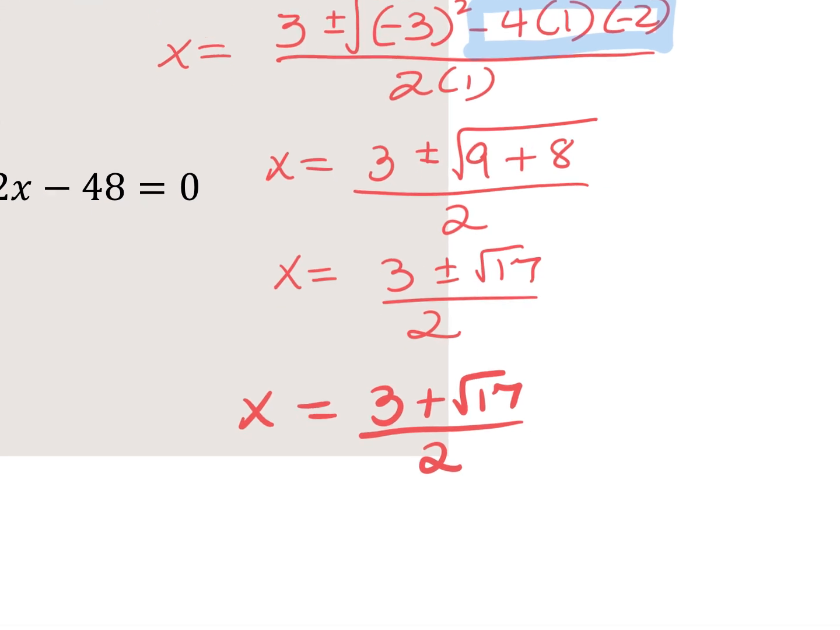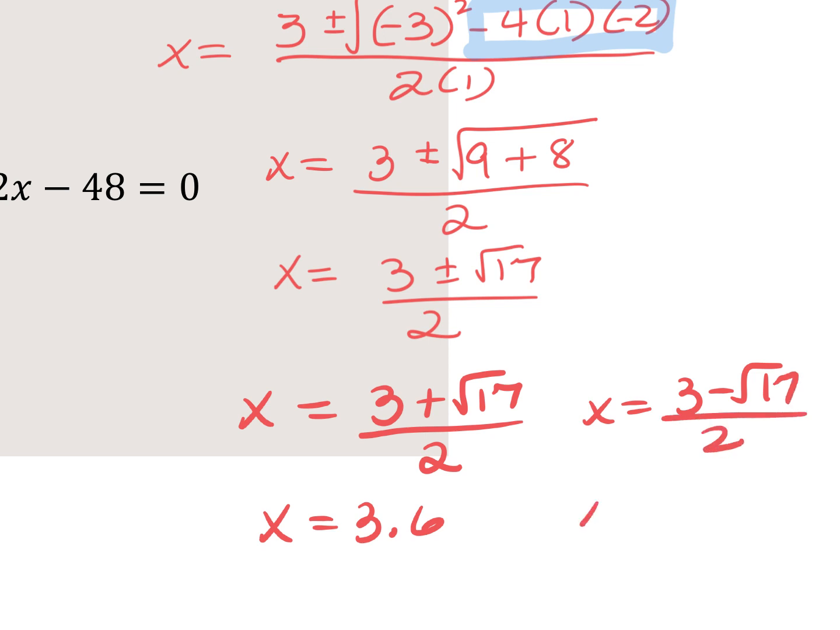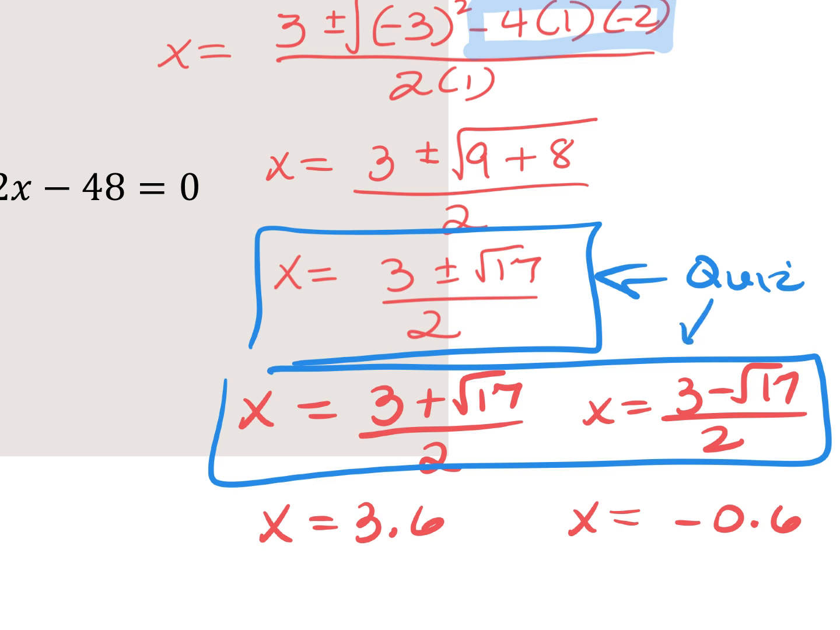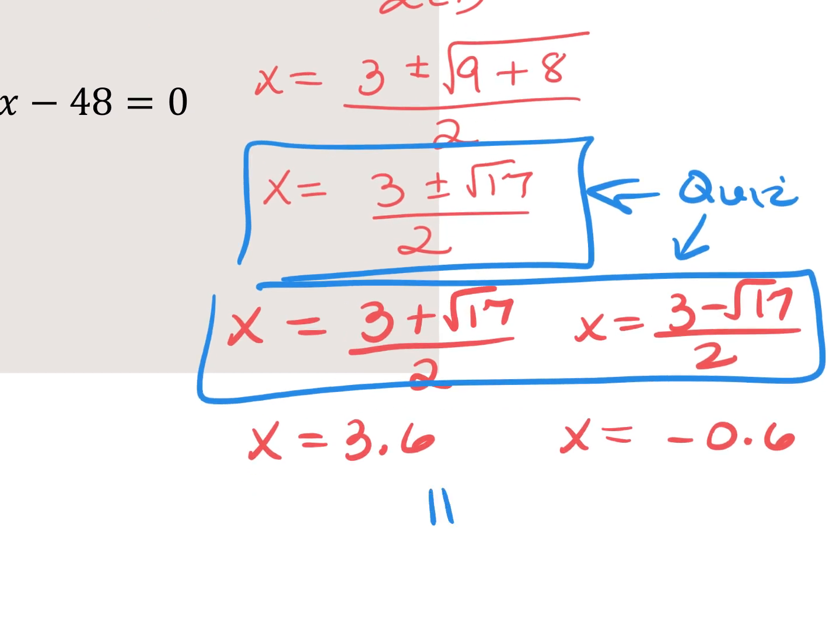Once you do that, you're going to get 3.6. This is rounded to the tenths place. And then you also have to do 3 minus the square root of 17, divide by 2. And once you do that, you get -0.6. So for the quiz, you're either going to leave it like this, or this. But for the homework tonight, they want you to round it to the tenths place.